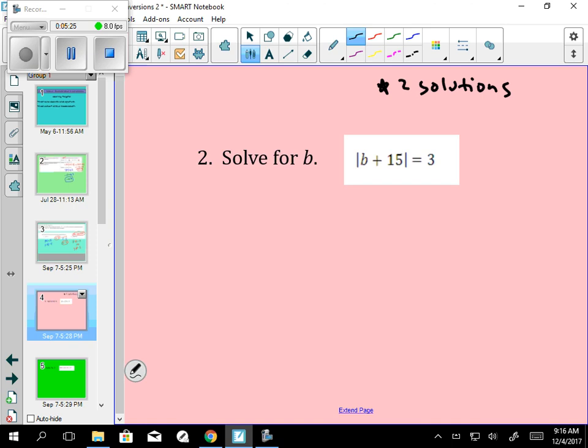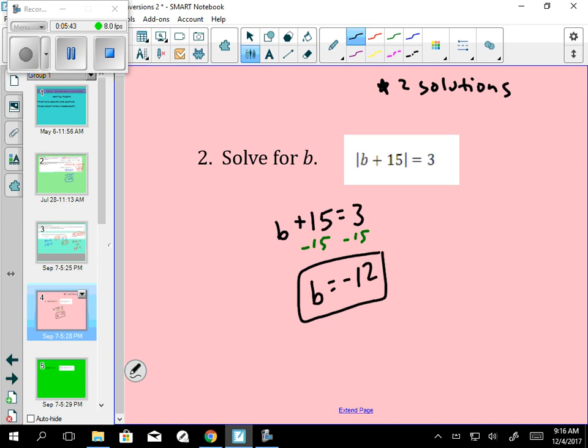Okay, so looking at this one, we can just solve b plus 15 equal to 3 to get one of those solutions, and that solves pretty easy. Minus 15, and we get negative 12. So one solution that makes this true is negative 12.